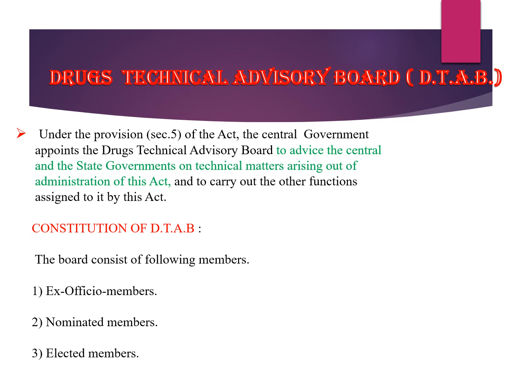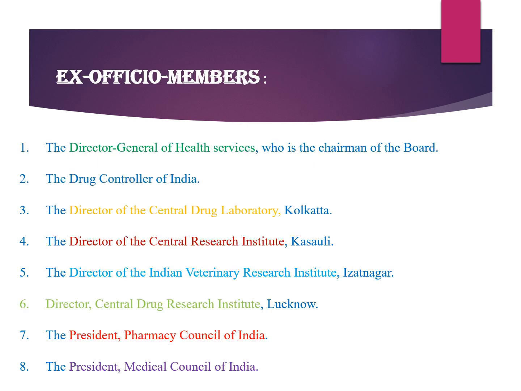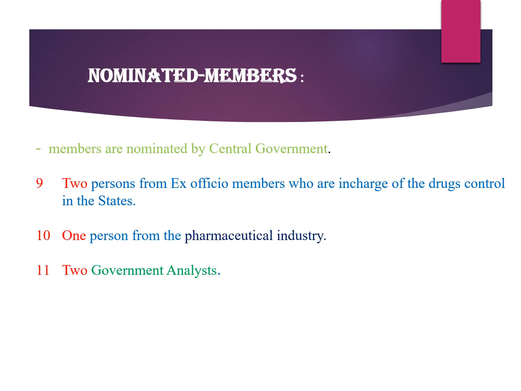The board consists of the following members: ex officio members, nominated members, and elected members. Ex officio members: first, the Director General of Health Services, who is the chairman of the board. Second, Drug Controller of India. Third, Director of the Central Drug Laboratory, Kolkata. Fourth, Director of the Central Research Institute, Kasauli. Fifth, Director of the Indian Veterinary Research Institute, Izatnagar. Sixth, Director of Central Drug Research Institute, Lucknow. Seventh, the President of Pharmacy Council of India, and eighth, the President of Medical Council of India.